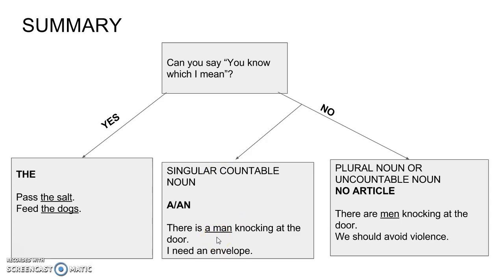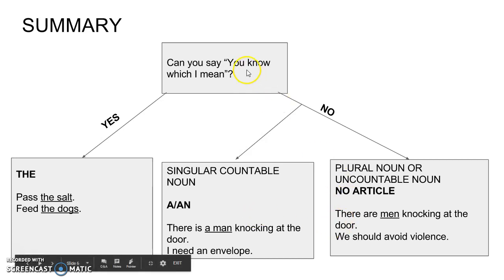I need an envelope. Here, once again, we don't know which envelope is needed, but what we do know is that there is only 1 envelope needed, and also you can count envelopes. 1 envelope, 2 envelopes, 3 envelopes, 4 envelopes, and so on and so forth. And for that reason, we here will use an. Now, let's continue.